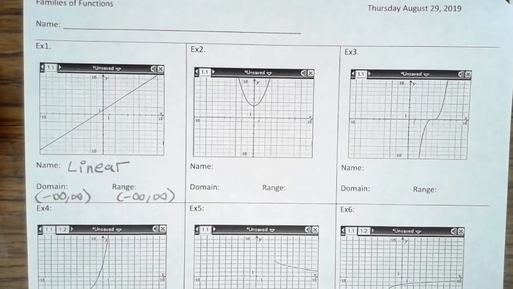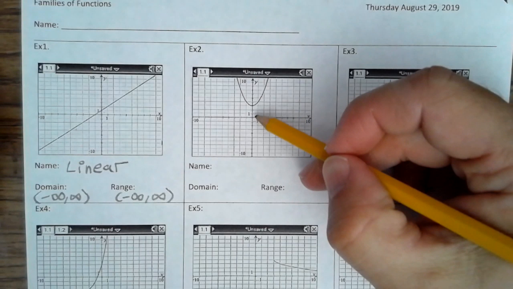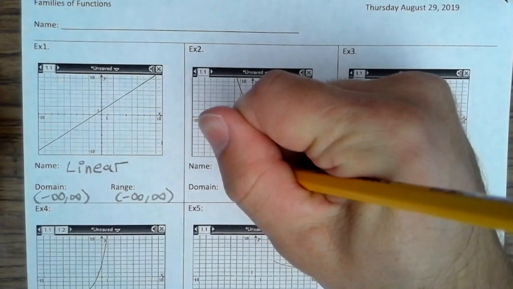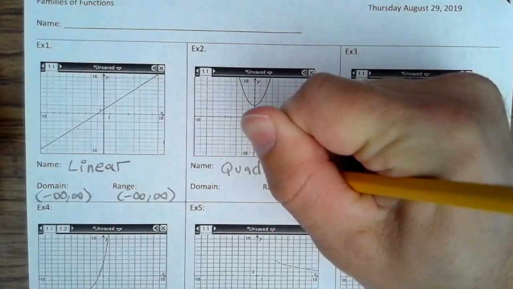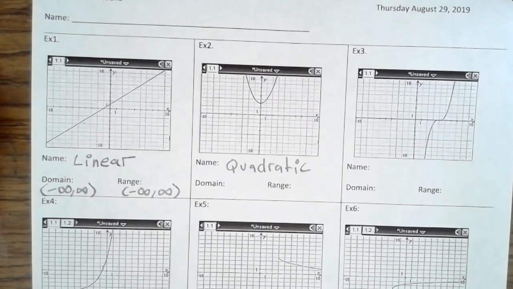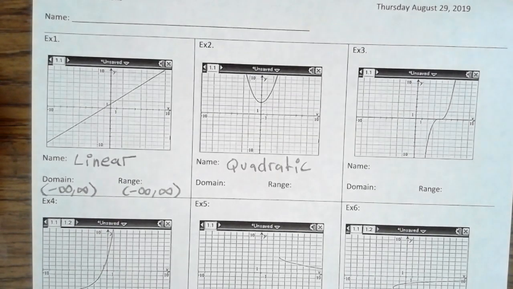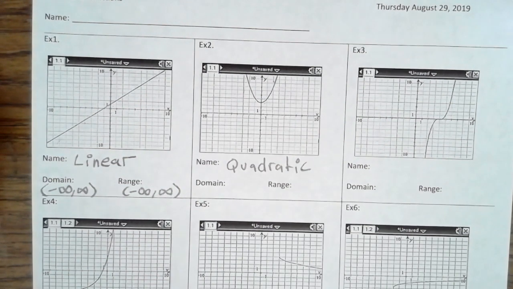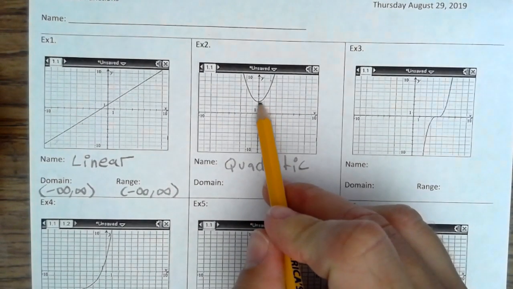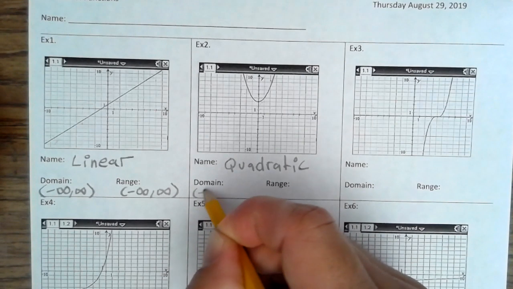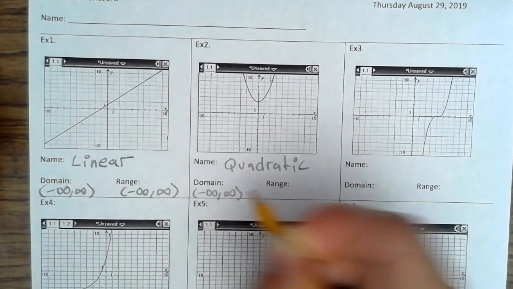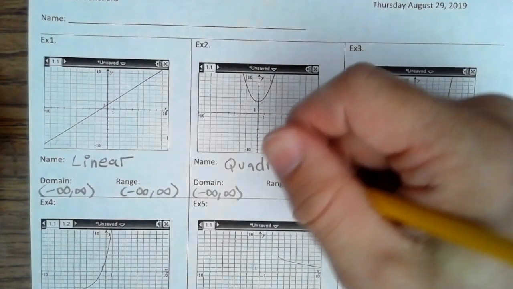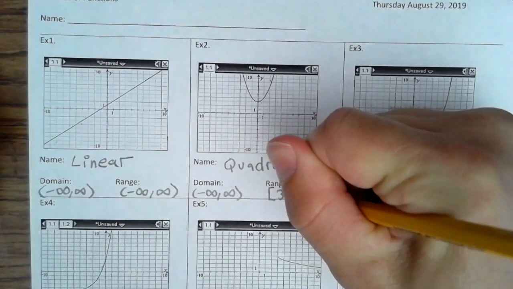Okay, let's look at example 2. Now, this looks like it had a vertical transformation of up 1, 2, 3 units. But before we go, let's take a step back. We know that's quadratic. Naming functions is understanding the shape. A quadratic is always going to be a U. Linear is always going to be this line. Now, the shift didn't affect the domain because the domain of quadratic is always negative infinity to positive infinity. But it did affect the range because the parent starts at 0, but this function starts at 3. So it's bracket 3 to infinity.